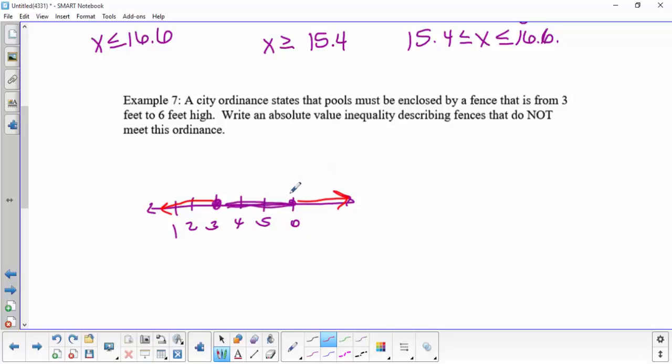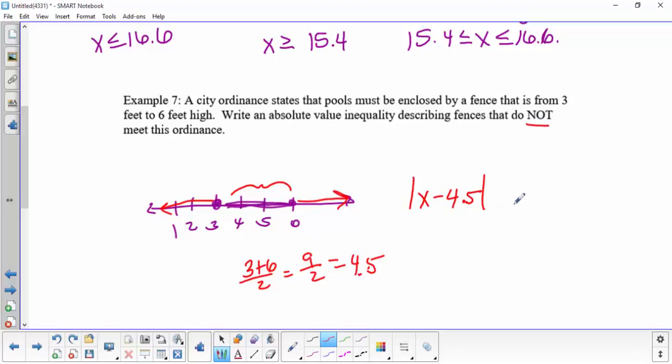So in order to go outside, we have to first figure out what our midpoint here is. If we do 3 plus 6 divided by 2, that would be 9 over 2. And since we're talking about fence heights, it probably makes sense to say 4.5. So the absolute value of x minus the desired, so 4.5. Now, because we're going for fences that do not meet this ordinance, we're going to say they're greater than or equal to. Now, 4.5 would be right here. So to get to numbers that are outside of that, we have 1.5 units.